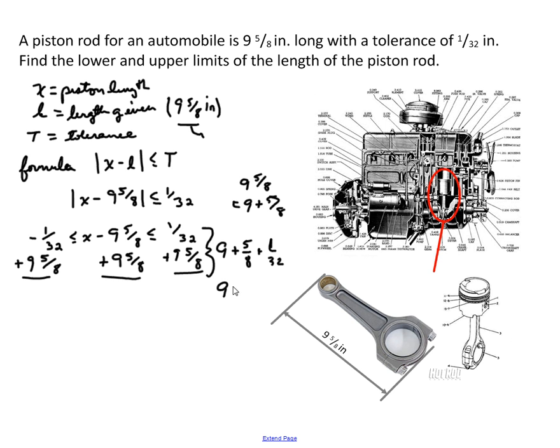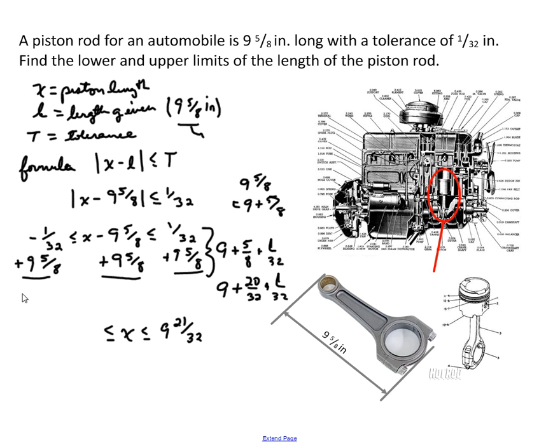So that's going to be 9 plus, let's see, 8 has to be multiplied by 4 to give us 32. 4 times 5 is 20. We're going to be adding that to 1/32. So at our upper limit, we're going to find that x is less than or equal to 9 and 21/32 of an inch.